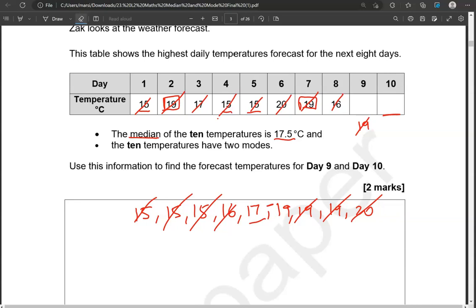So if that number was 19, 17 and the 19 would give me 36, and half of 36 is 18. So in that case, the median would be 18, but it is not. It's 17.5 with what we're given. So that tells me there is a number missing here. So what is that number that I'm going to add to 17 and then divide by 2, and the answer will be 17.5.